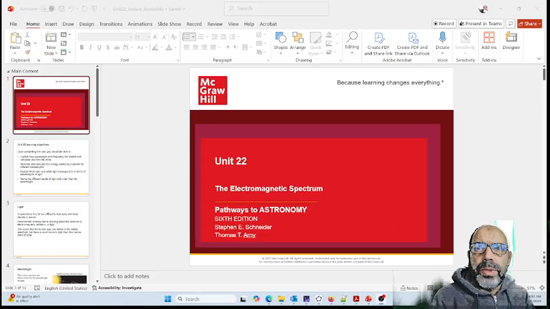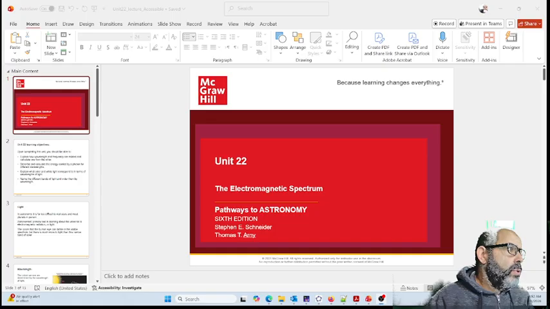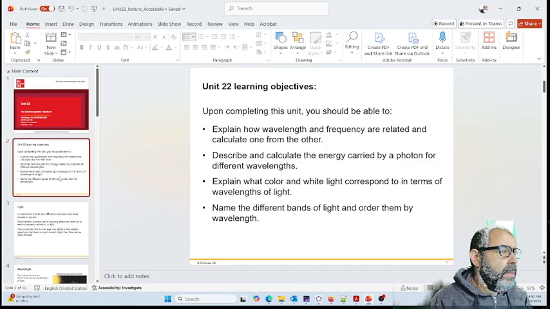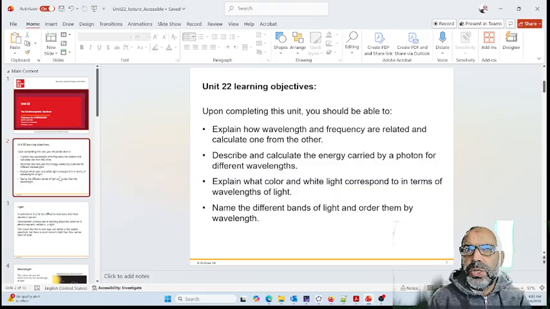This unit deals with the EM spectrum, the electromagnetic spectrum. It emerges from the study of both electricity and magnetism, in which Maxwell showed that they are the origins of light. Basically, that's the nature of light: vibrations in the electric field and the magnetic field.